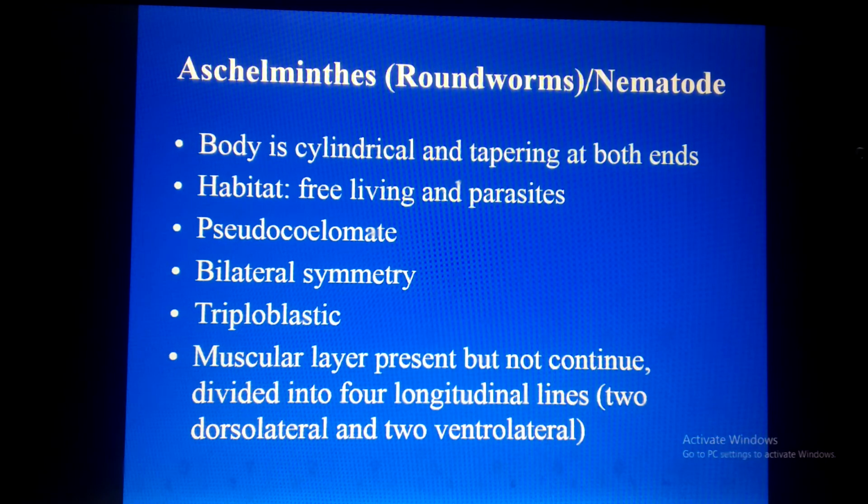And the most important characteristic of the Aschelminthes is the muscular layer. Muscular layer is present but not continuous. It is divided into 4 longitudinal lines, 2 dorsolateral and 2 ventrolateral. Means on the ventral side and lateral side, and on the dorsal side and lateral side. How many lines is the muscular layer divided into? 4 longitudinal lines. Is it clear now?